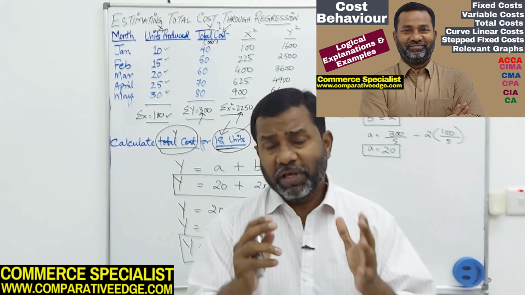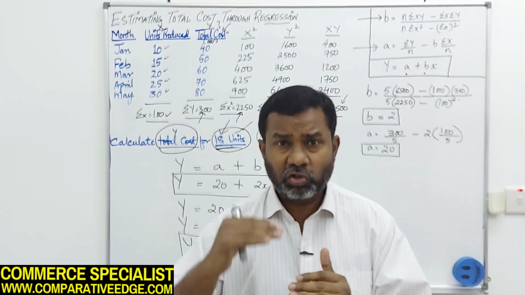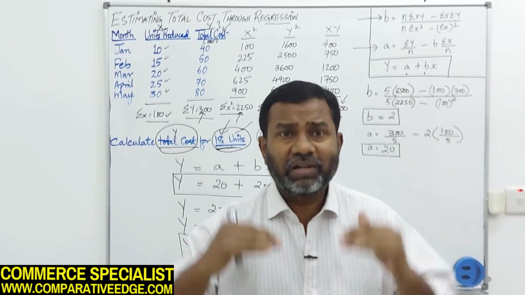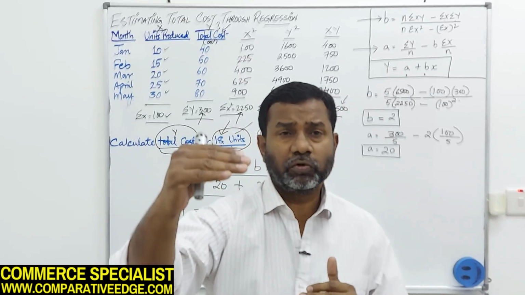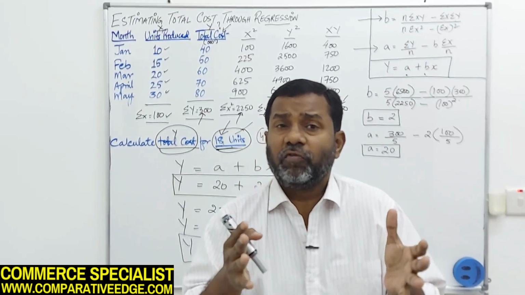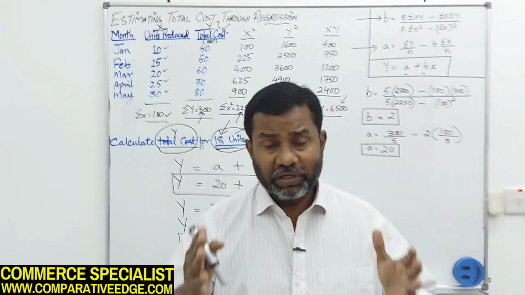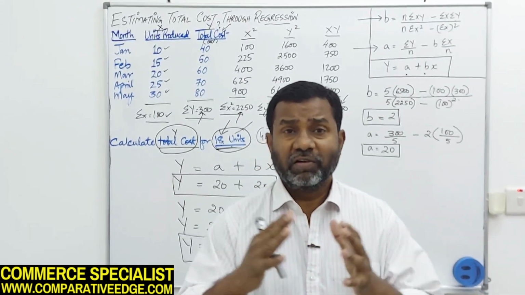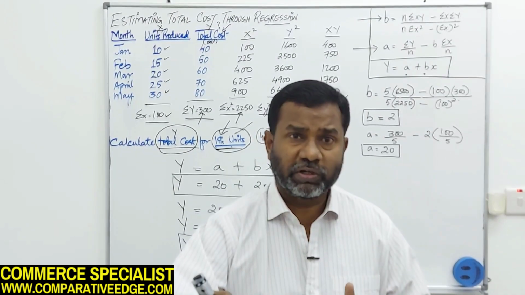So that will make you understand that as activity increases, as production increases, all costs do not increase in the same proportion. The variable cost will increase in the same proportion. Fixed cost may remain the same for a certain while, but it may not remain fixed forever. So we need to understand what the relevant range is. Relevant range means a range beyond which the fixed cost may also increase.